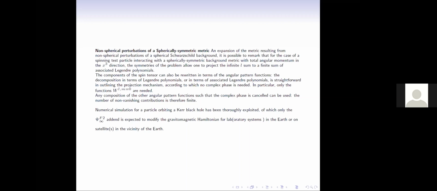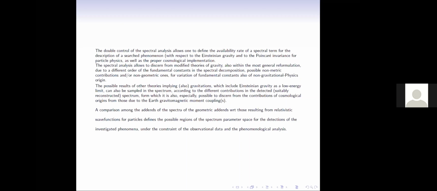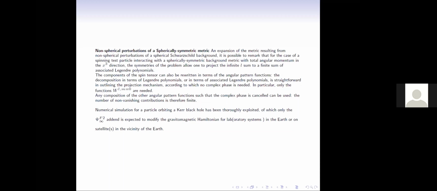And so it's necessary to extend, for this case, a double cross-check of the spectral analysis, and to consider the maximal contributions which can be obtained from the gravitational force, which have been commented.